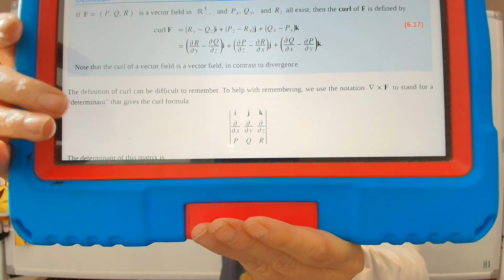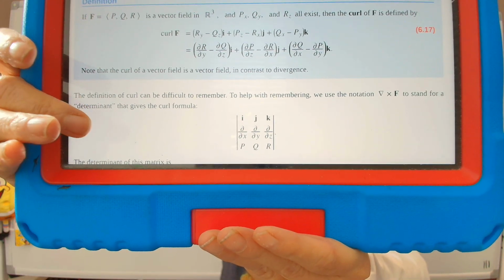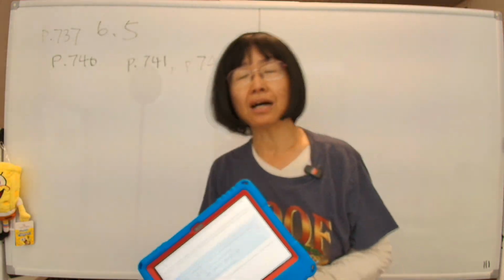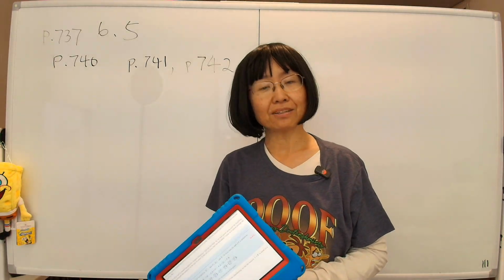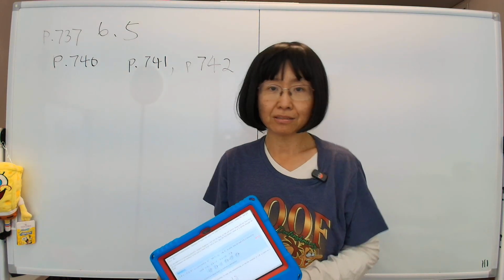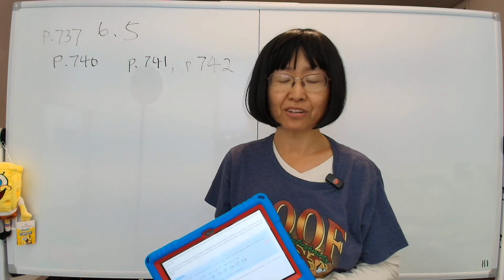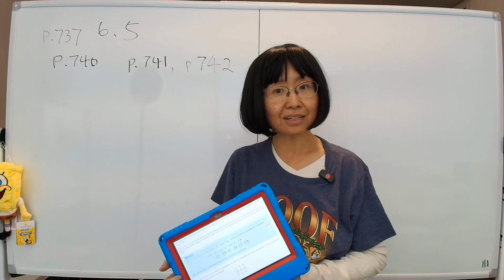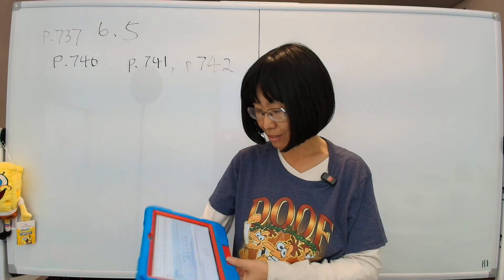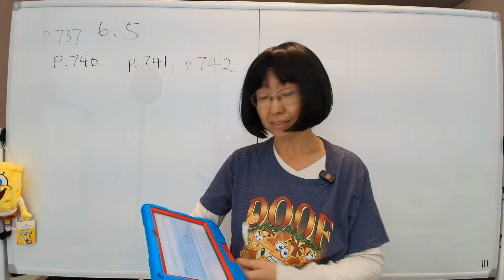Now to remember the curl, you use this mnemonic device. The divergence is defined as the del dot F, right? To help remember how to do it. Not that you need that much help, it's fairly straightforward. But the curl is not so straightforward. It has all that stuff being multiplied and subtracted and whatnot. Actually not multiplied, just subtracted.